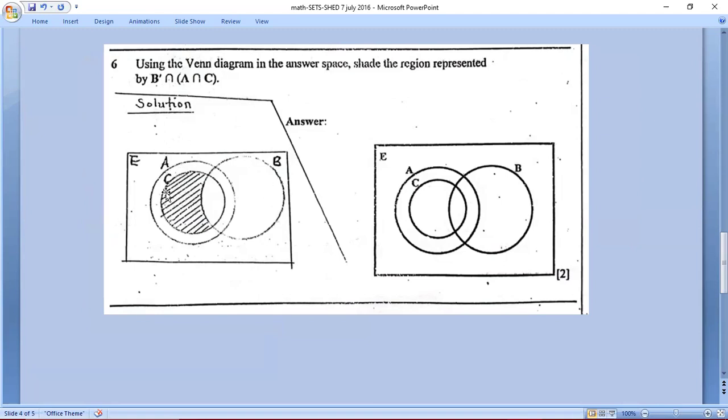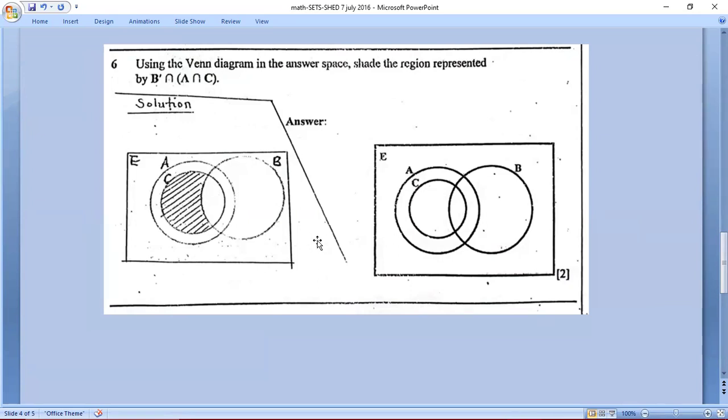So that is the area you will shade. B complement, so everything found outside B, intersection with the set A intersection C. A intersection C is the C itself, but it shouldn't include what is in B. So you notice it's that area. From reasoning mentally, you can think of it like that. Everything outside B is the whole area outside B. Then if you pick out what is only in A intersection C, it will be the whole set of C. So leave out what is in B.